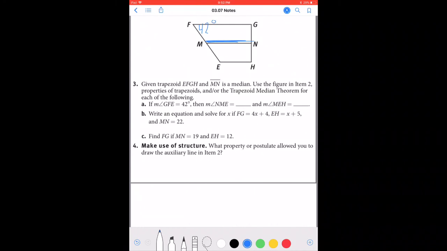then what would NME be, which would be this one right here, and what would MEH be, which would be this one right here? So I'm going to let you think about it for a second.